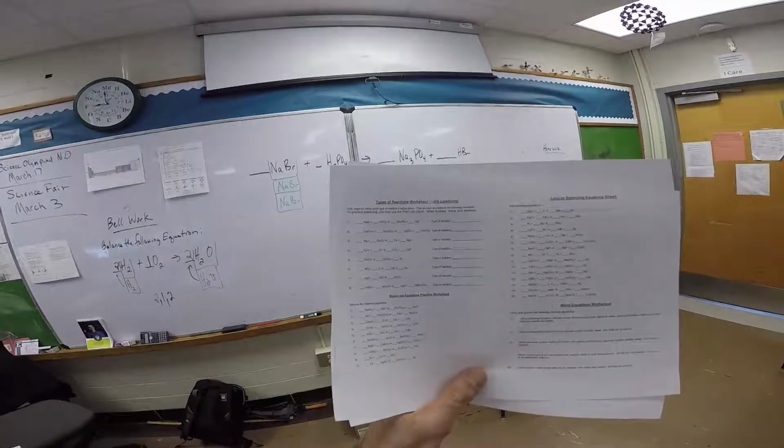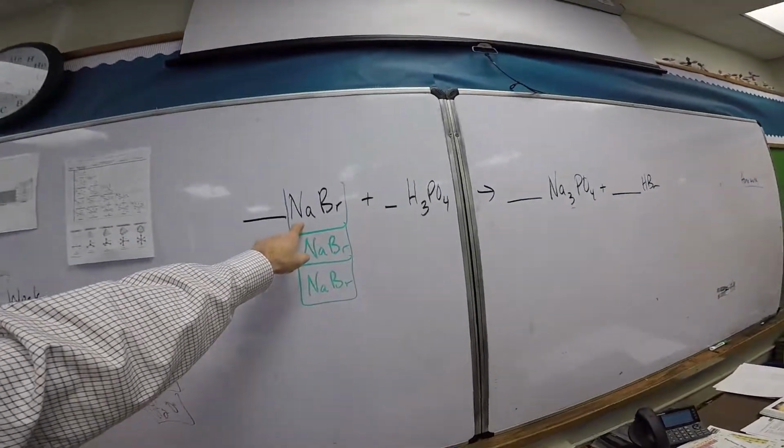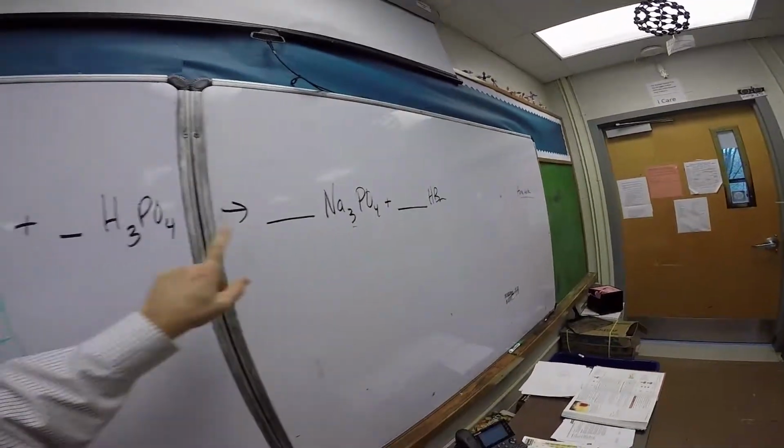Over the homework, doing a couple homework problems. So we can see here that the Na was not balanced and we just balanced them. Anybody come up here and finish this for us?